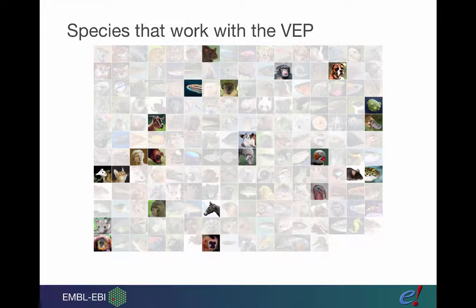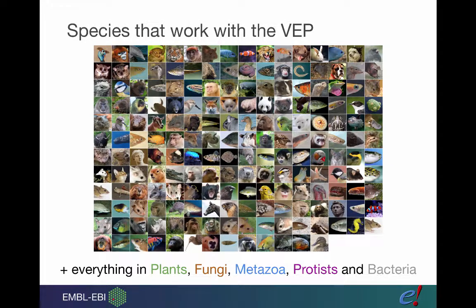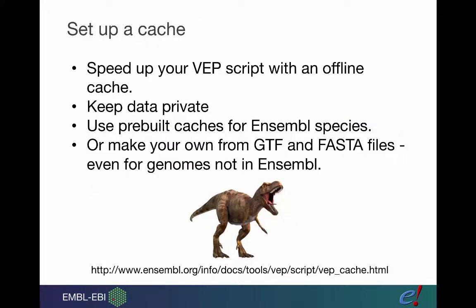It's not just species which have variation data that work with the VEP. Any species within Ensembl and any division of Ensembl, you can run the VEP on it using our files and our data. But if you're working with a species not in Ensembl, you can still use the VEP. One of the ways that VEP can work much more quickly is by using an offline cache. This is basically a load of files and data which contain everything the VEP needs to run.